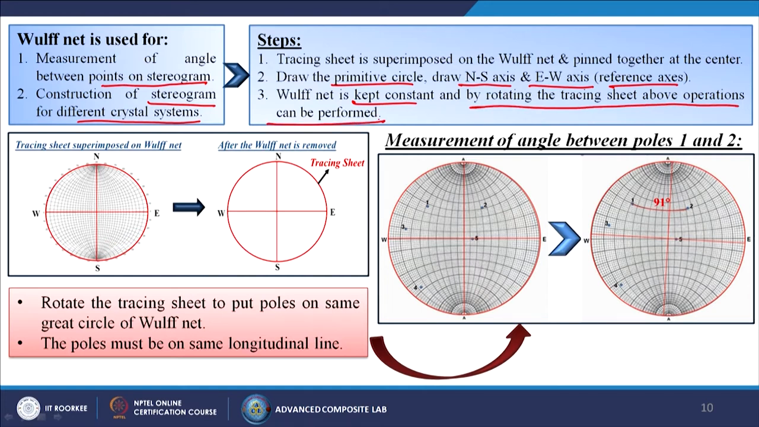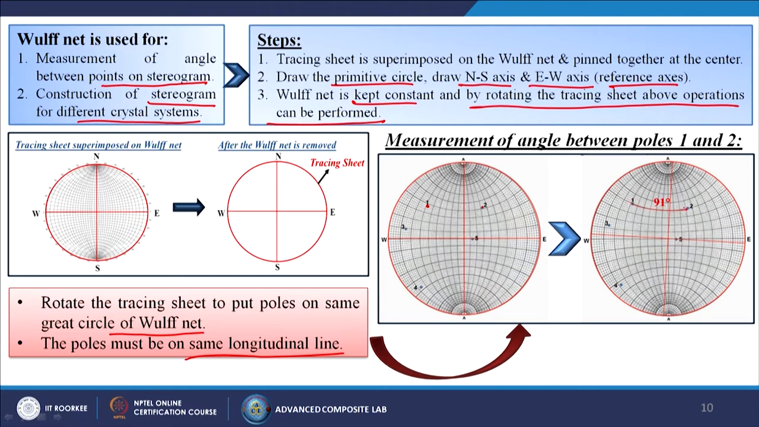So, now rotate the tracing sheet to put poles on the same great circle of the Wulff net itself. The poles must be on the same longitudinal line. So, how we are going to do? Suppose we are going to measure the point 2 irrespective of point 1. So, simple, point 1 and then just we are putting the tracing sheet and then we are trying to rotate and simple by rotation, because here you can see that each gap or maybe the deviation is 1 degree. So, automatically here we are having 9 deviations over there.